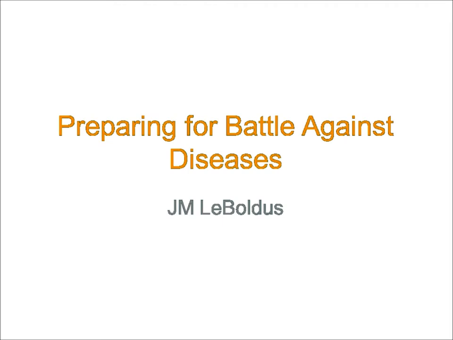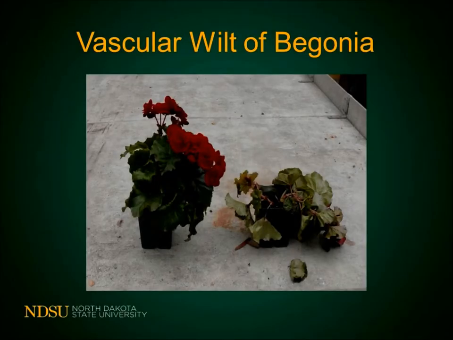So here we have something which is obviously a problem. We have two begonia plants. We have one nice, happy, healthy begonia plant and one that's wilted and dead and fallen over. And this is obviously going to be a problem. If your begonia plants all look like that, you're not going to be very happy and you're going to want to do something about it.